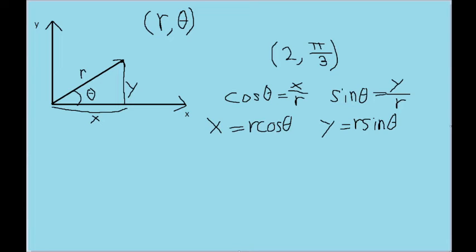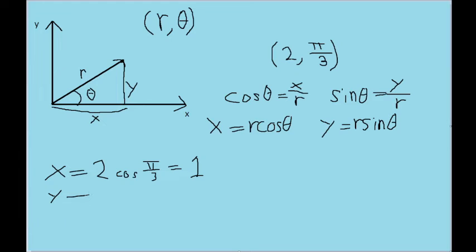If we are given the polar coordinates 2, pi over 3 radians, and we want to convert that into Cartesian coordinates, then for x, we'll just take 2 and multiply that by the cosine of theta. So that's 2 times the cosine of pi over 3. And the cosine of pi over 3 radians is equal to 1/2. So 2 times 1/2 is just 1.